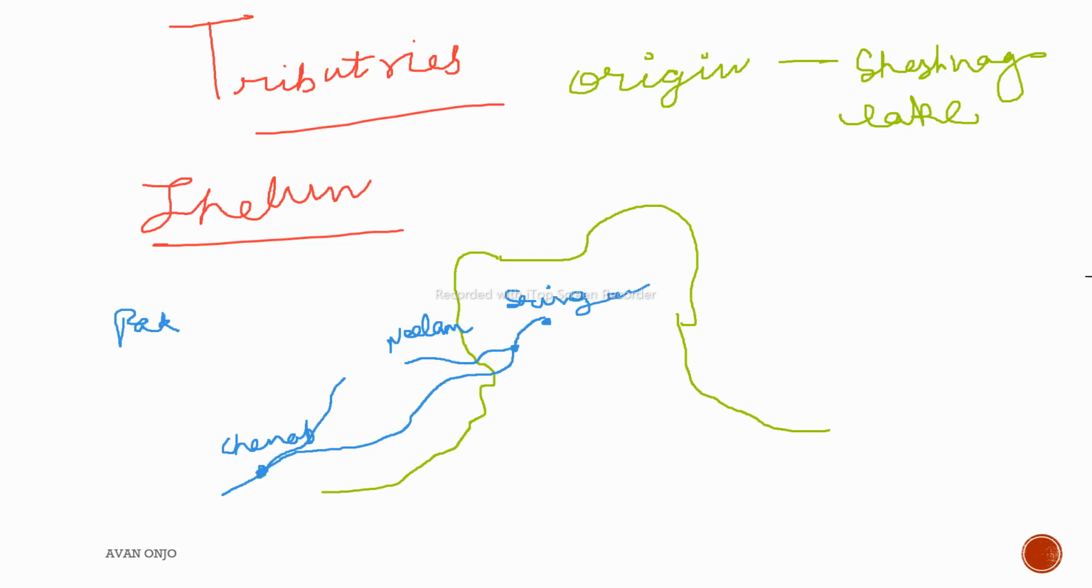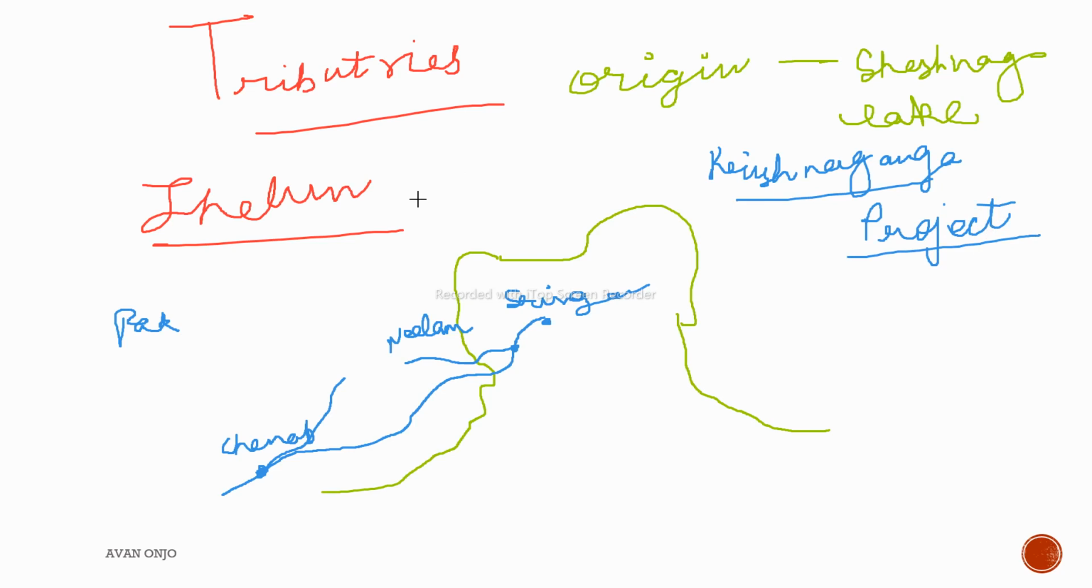And there is a very important project which is a disputed project again. This is known as the Krishna Ganga project. Okay, so you can make a note of this also. Krishna Ganga project. This Krishna Ganga project is disputed, and this is on the Jhelum river.